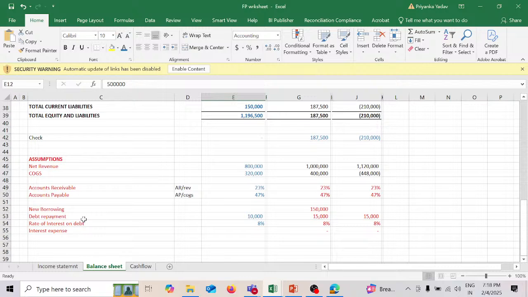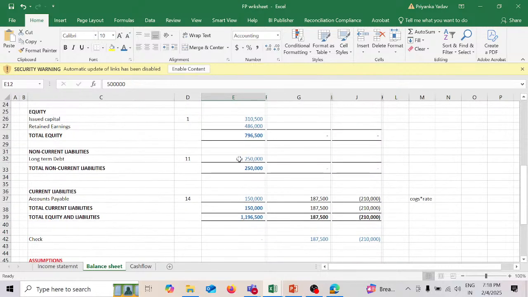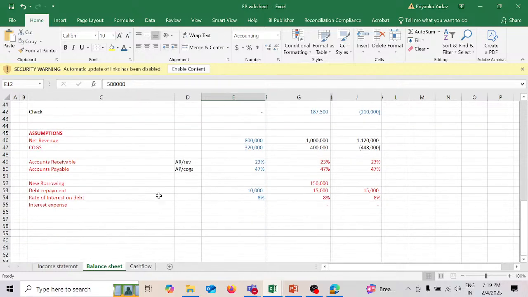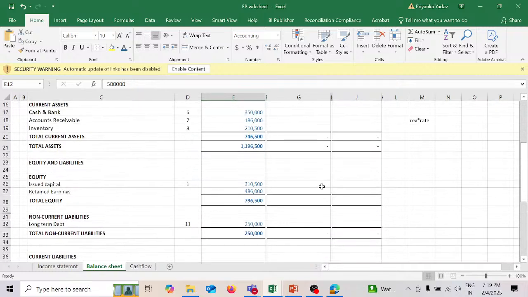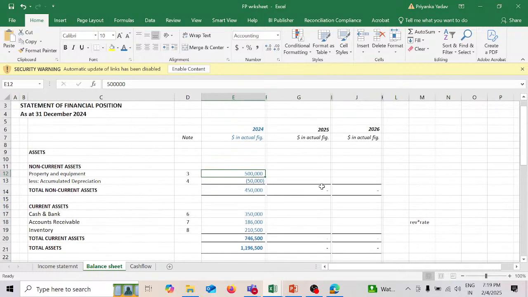Now we have some debt. So debt repayment we have done of 10,000. Let's see the debt amount. We have long term debt over here of 2,50,000. For that we have done the repayment in 2024 as 10,000. The rate of interest on this long term debt is 8%. Now quickly we'll calculate the other figures over here for our planning purpose for the next 2 years.